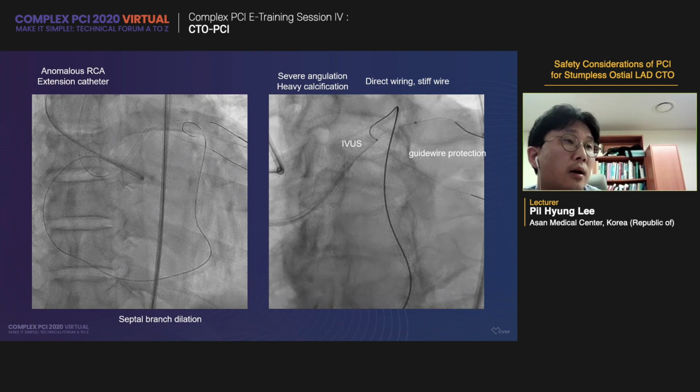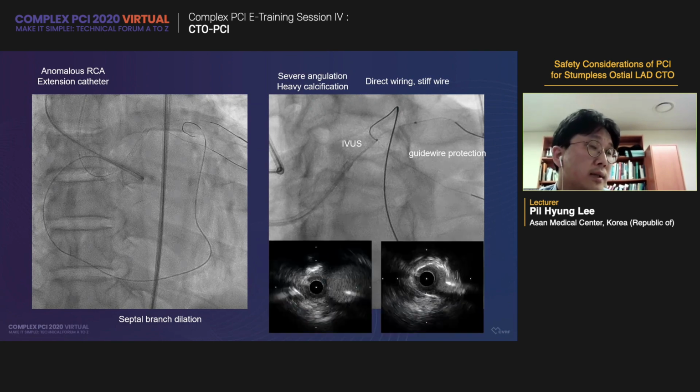Of course, he had already tried the antegrade wiring with the guidance of this retrograde wire, but it was not possible. So we can appreciate that the guide wires are already protected in the RI and circ, and during the direct wiring, real-time IVUS is used to guide the retrograde wiring. But because of the angle and less microcatheter support, the stiff wire subsequently passed through the subintimal space at the circ.